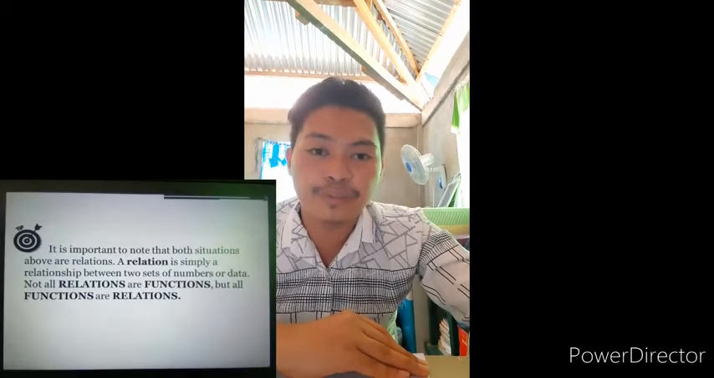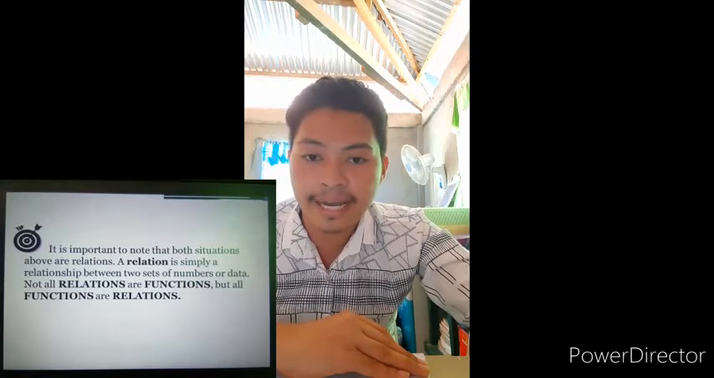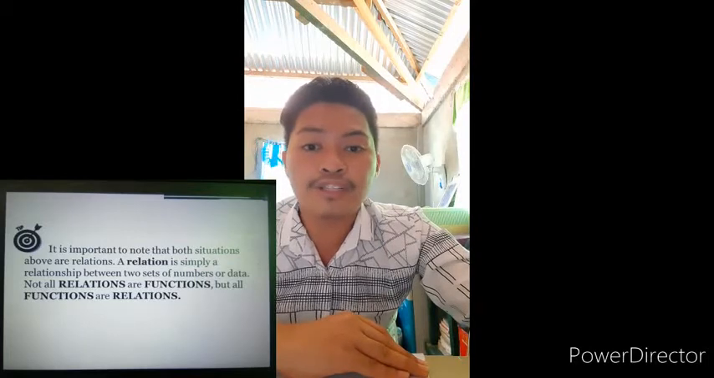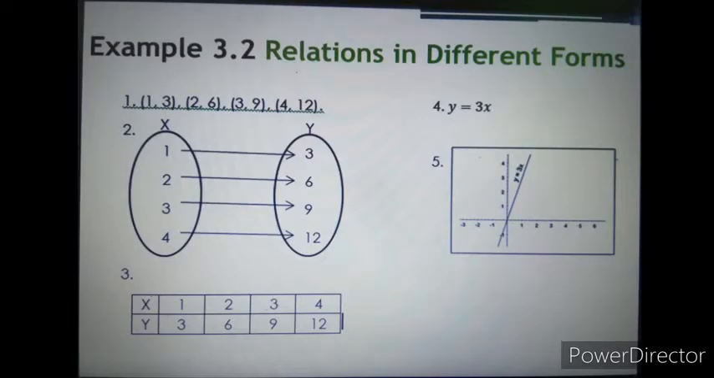And thus, it is important to note that a relation is simply a relationship between two sets of values or data. Not all relations are functions, but all functions are relations. So situation 1 is a function and is therefore also a relation. And situation 2, since it's not a function, is only a mere relation. For us to know more about the difference between relation and function, let's take this example number 2.